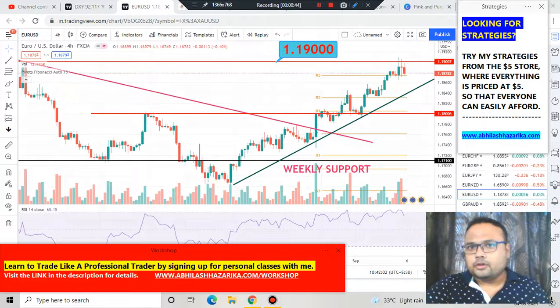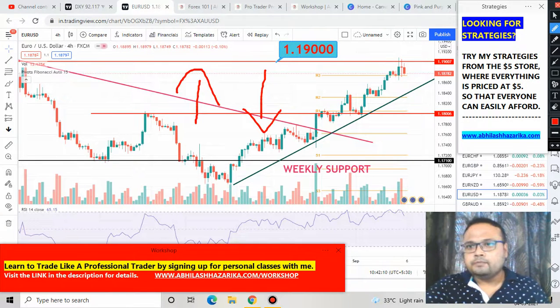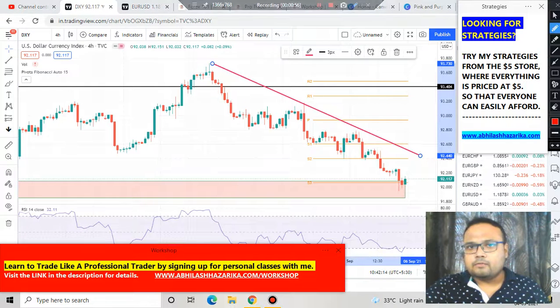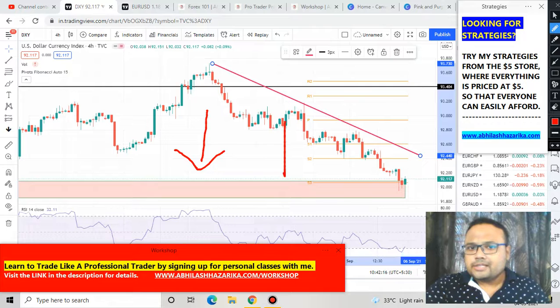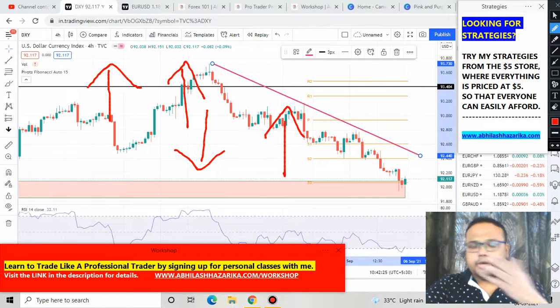If you do not know, there is a correlation between the US dollar and currency pairs like Euro USD, GBP USD, and Gold USD. Whenever the dollar goes down, you will see GBP USD, Gold USD, and Euro USD going up. And when the dollar starts going up, you will see Euro USD, GBP USD, and Gold USD going down.